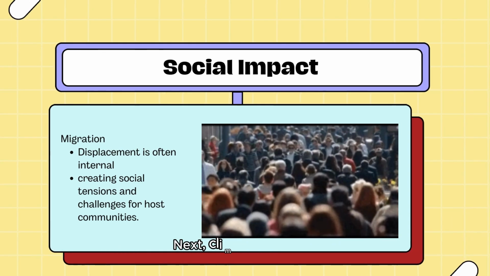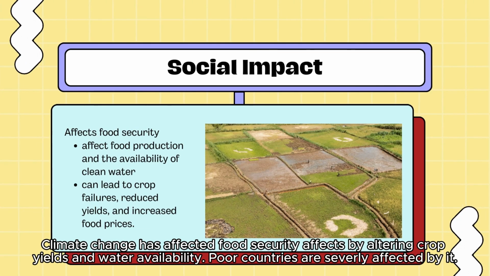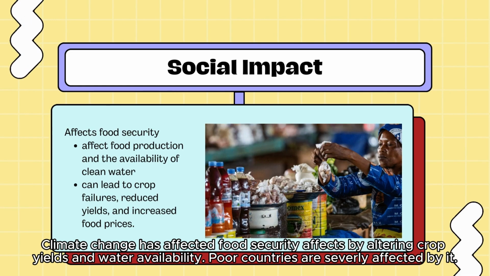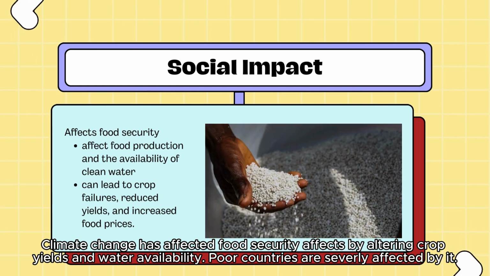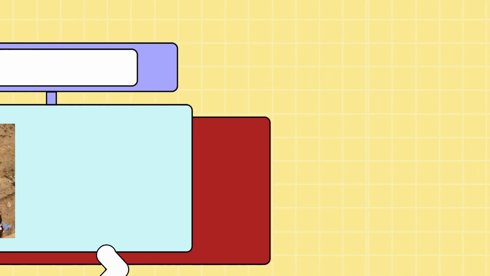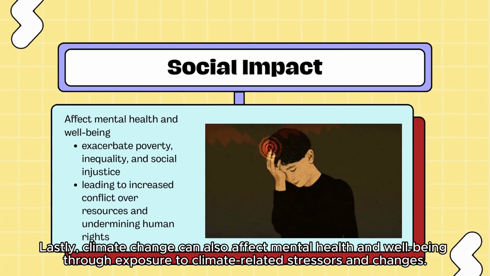Next, climate change has caused social impacts such as migration, which forces people to leave their homes in search of safer places. Climate change has affected food security by altering crop yields and water availability. Poor countries are severely affected by it. Lastly, climate change can also affect mental health and well-being through exposure to climate-related stressors and changes.